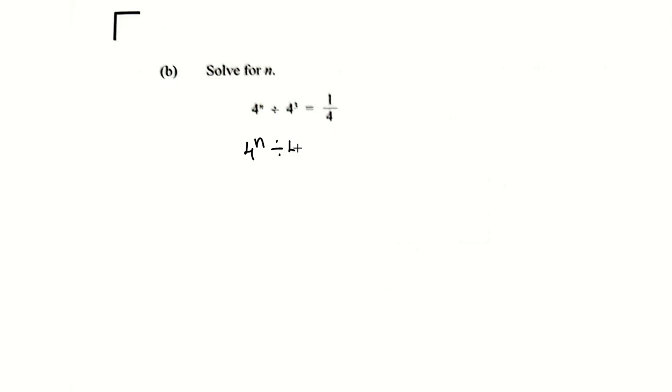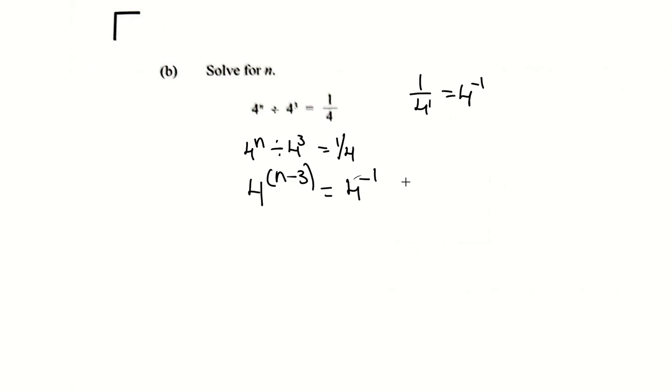4 to the power n divided by 4 to the power 3 is equal to a quarter. Now, according to our rule, when we are dividing, we have to subtract our powers. So this is going to be 4 to the power of n minus 3, which is equal to 1 over 4 to the power of 1. If we write this as a negative power, it would be 4 to the power of negative 1.